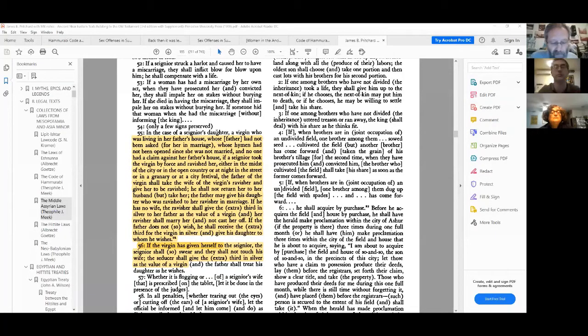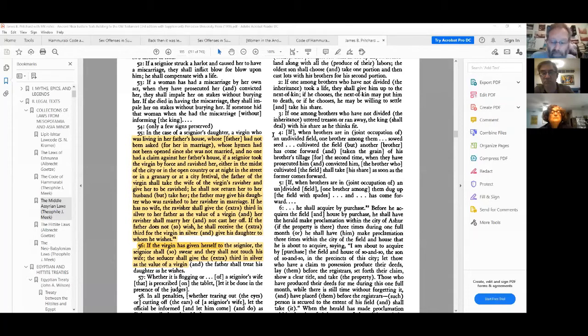Okay, in the case of an Awilam's daughter, a virgin who was living in her father's house, whose father had not been asked for her in marriage, whose hymen had not been opened since she was not married, and no one had a claim against her father's house. Okay, so this is a woman, she's a virgin, she isn't promised to anyone, she isn't married to anyone, she is in her father's house.